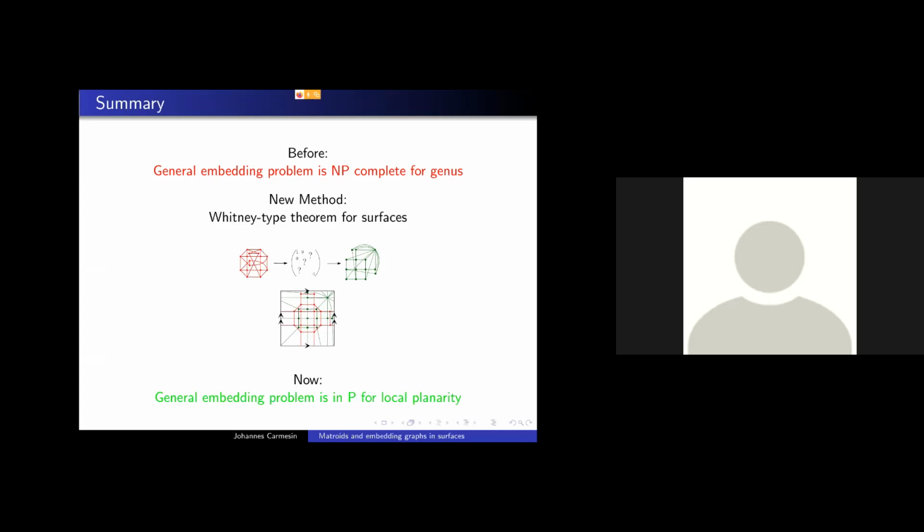And as I mentioned earlier, because of this difference in complexity, not every maximally locally planar embedding can be of minimum genus. But if all face boundaries are short, then they are of minimum genus.